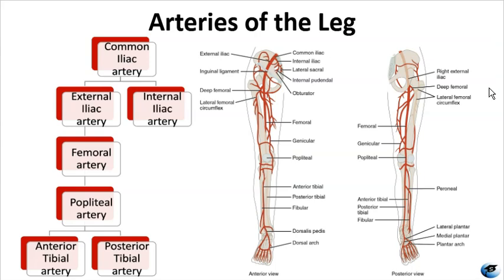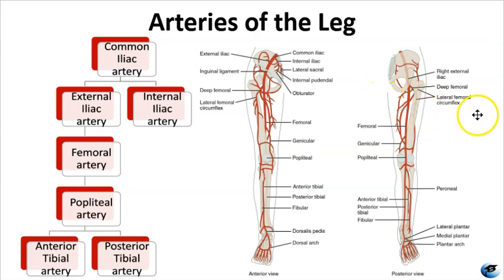The external iliac artery passes under the inguinal ligament to become the femoral artery, which is the main supplier of the anterior thigh. Before this transition, the internal iliac artery gives off important branches like the internal pudendal, obturator, and lateral sacral arteries, supplying pelvic organs and muscles.